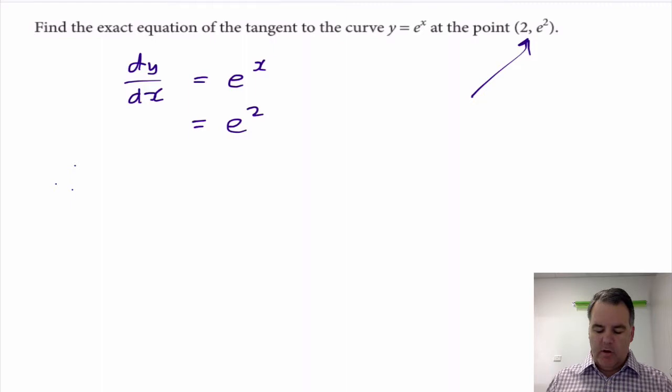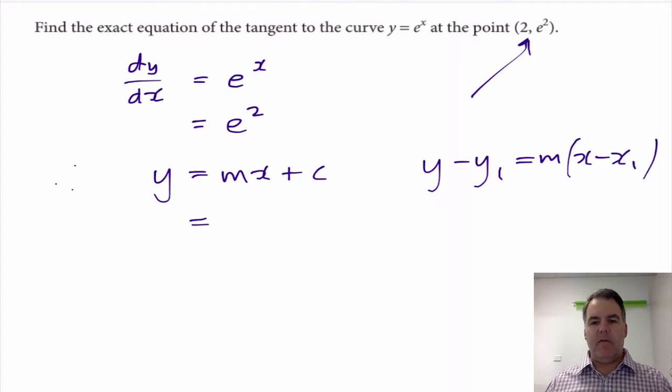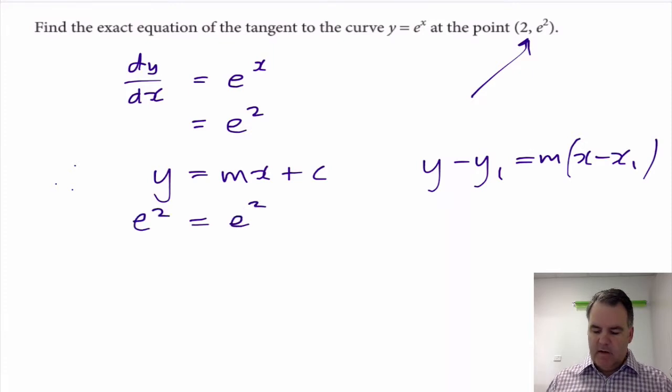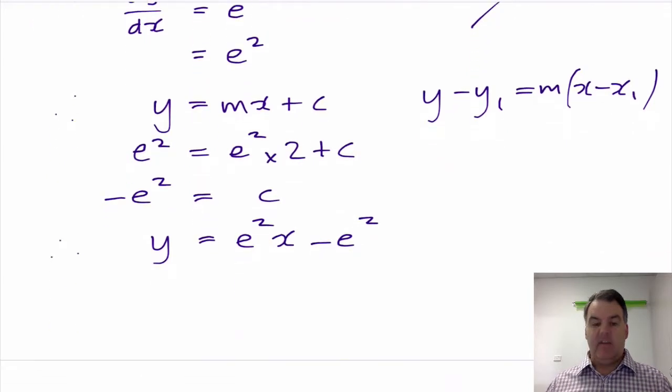So therefore the equation of the line is y equals mx plus c. And you might have done this a different way with y minus y1 equals m times x minus x1. So if you use that method, that's fine. I'm going to use this one here on the left. So the y value is e squared. The gradient m is e squared. The x value is 2, and plus c. So that tells me that c is e squared minus 2e squared, which is negative e squared. So the exact equation of the tangent is y equals e squared x minus e squared. There we go, that's the exact equation.